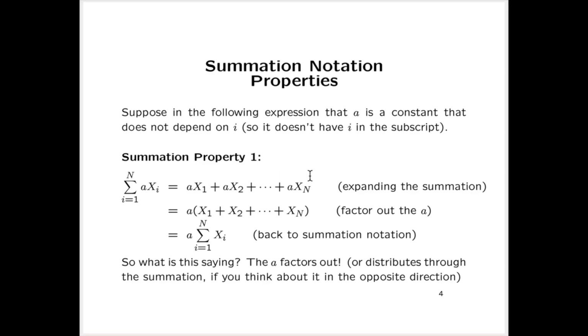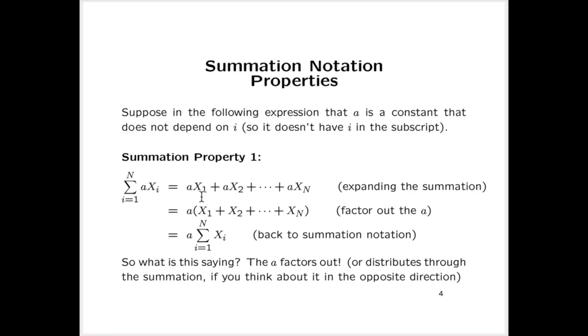And here's the mathematics that shows and justifies why we can do that. If we write out the summation of a times x sub i, where i goes from 1 to cap n, then we have a times x1 plus a times x2 and so forth, dot, dot, dot, out to plus a times x sub n. And so what we're doing there is expanding the definition of this summation notation.